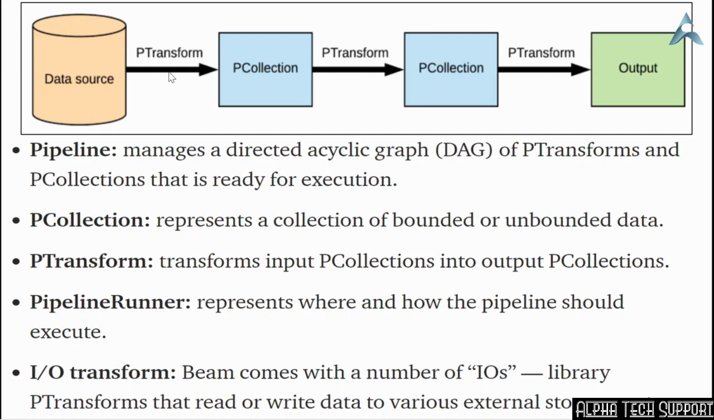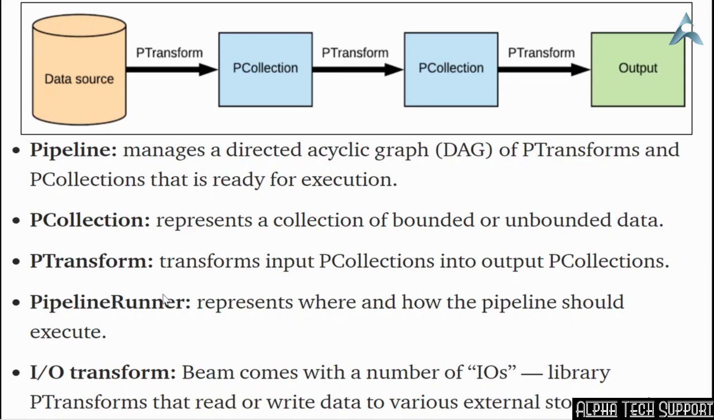A transform, as the name suggests, takes chunks of input data and converts them into another chunk of output data. In an easy way, you can say that it takes one PCollection as input and turns it into another PCollection. By using transforms, you can do various operations on your data like filtering, grouping, joining of two PCollections, data enriching, etc. And Apache Beam comes with various I/O transforms to read and write data to various external storage systems. A pipeline runner runs a given pipeline. A pipeline runner represents where and how the pipeline should execute.